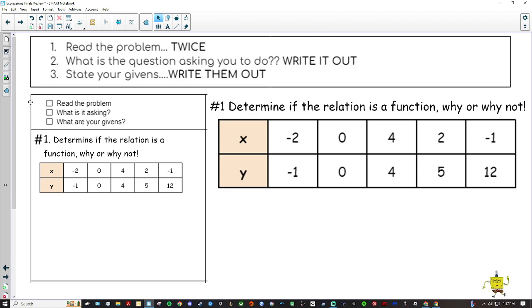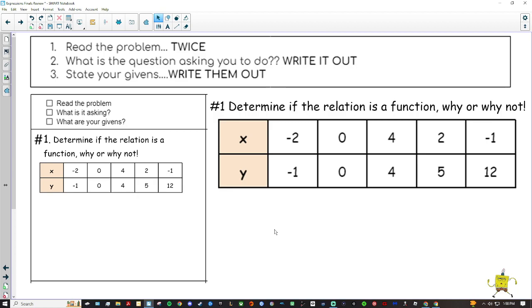Number one, remember, we are doing our 3-step good habits for test taking, question answering. You always want to do these 3 things, but we are going to begin to write down on our notes. Number one, we're going to read the problem twice. Number two, we're going to write down what the question is asking us to do, and then we are going to state our givens. Before we do that, pause the video and copy down number one into your box like I have done. Take your time, write neat.